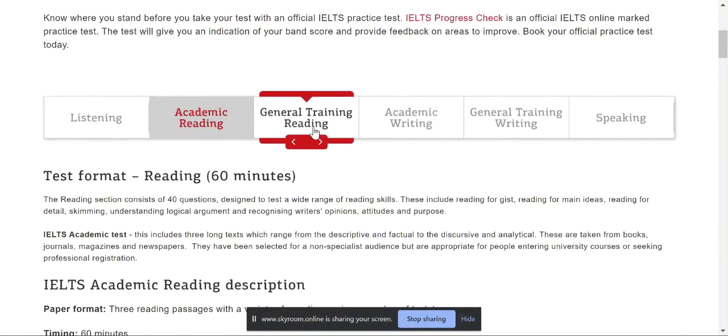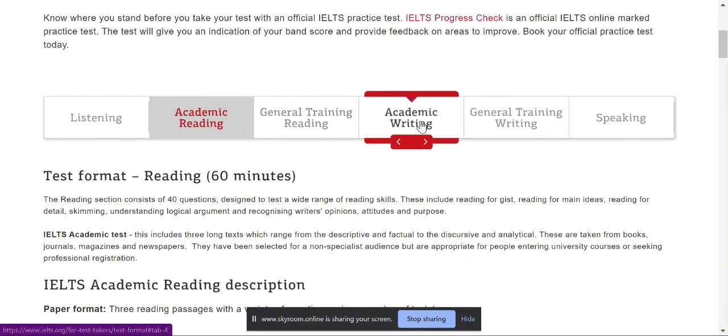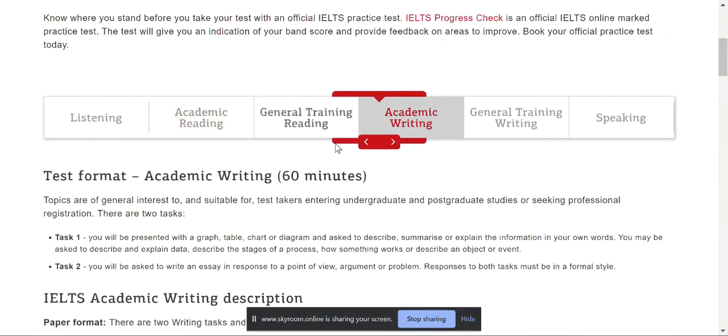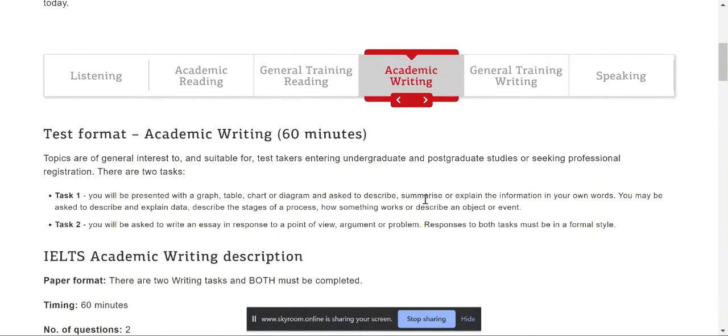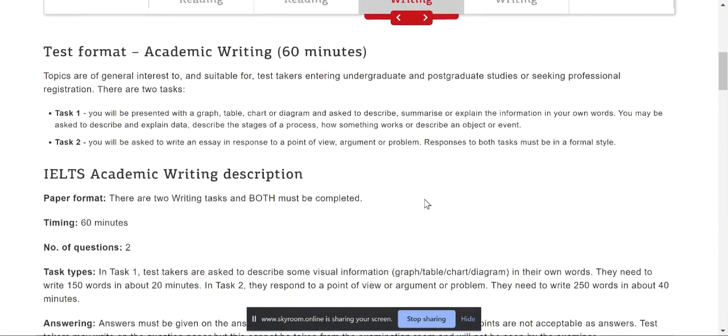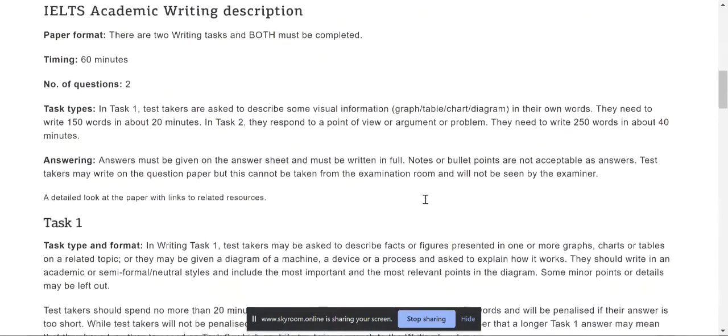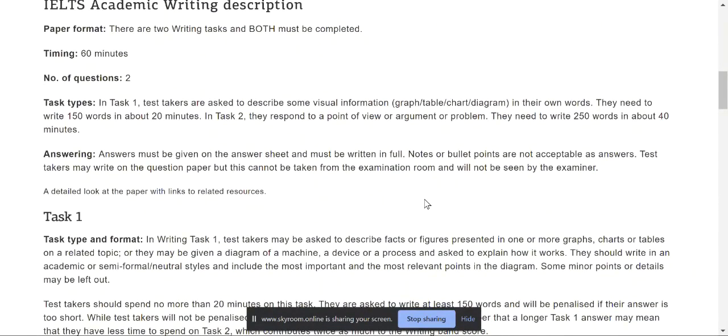We have a general reading. Okay, academic writing. In academic writing, we have two different sections. The first one should take your time about, let's say, 15 minutes, 20 minutes, and done. And the last one should get your time about 35 to 40 minutes. The second one is something that you have to deduce.